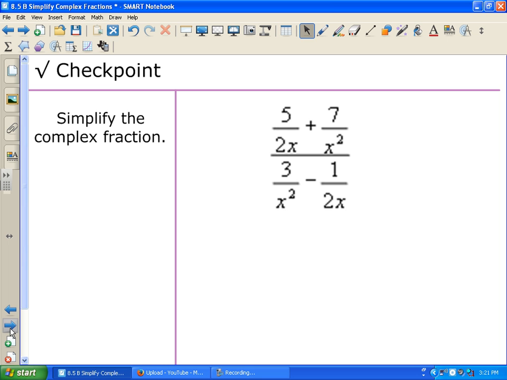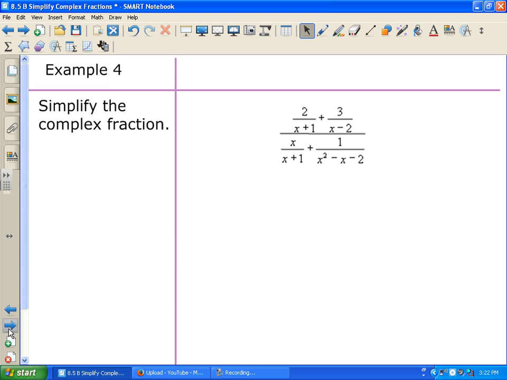Okay. Hopefully you got that one done. Here we are. Oh boy. Mr. Wood, I don't like the looks of this problem. 2 over x plus 1 plus 3 over x minus 2, all over x over x plus 1 plus 1 over x squared minus x minus 2. Got to do a fair amount of work.